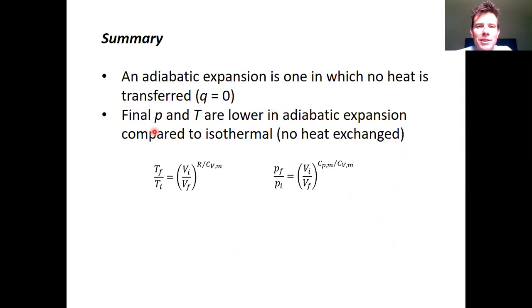The final pressure and temperature are lower in an adiabatic expansion compared to an isothermal expansion because no heat is exchanged. And we derived equations to relate these quantities.